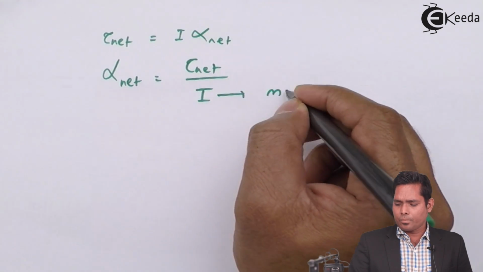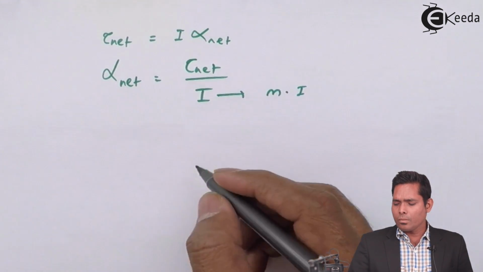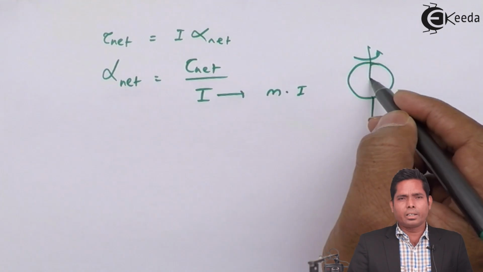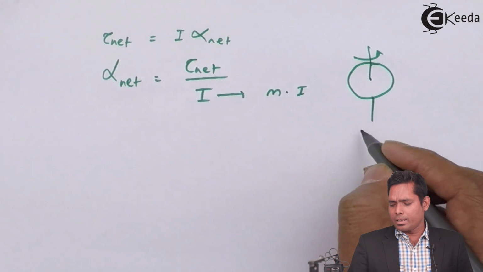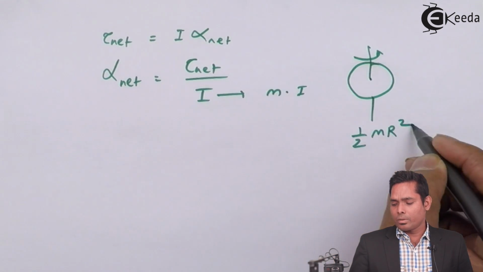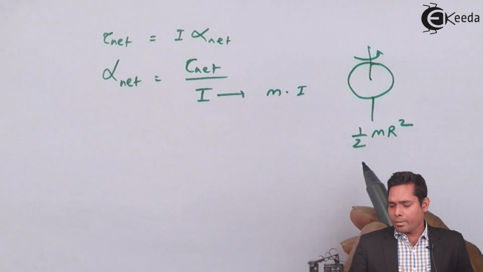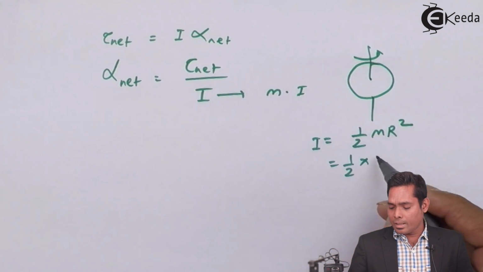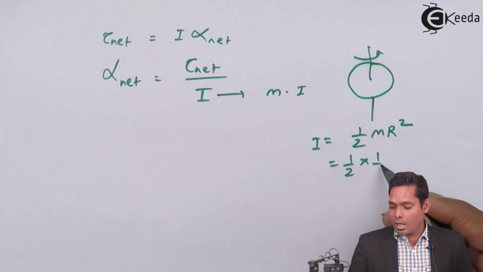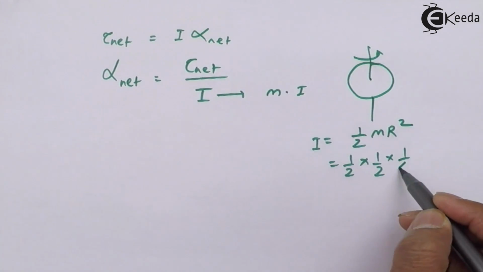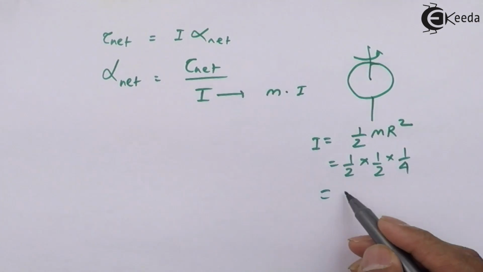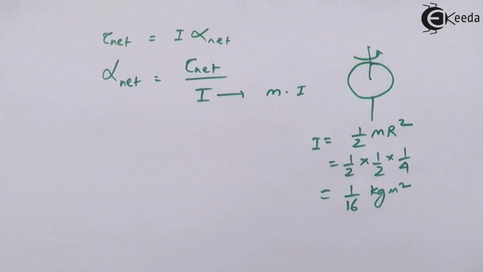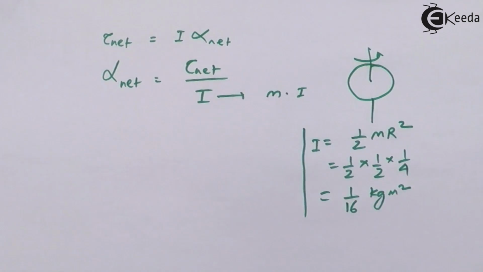This is the moment of inertia. For a disk, the moment of inertia about an axis passing through the center and perpendicular to its plane is half mr square. So I equals half, mass is 0.5 kg, is half, radius is half, square is 1 by 4. So it is 1 by 16 kilogram meter square. This is the value of I we are getting here.